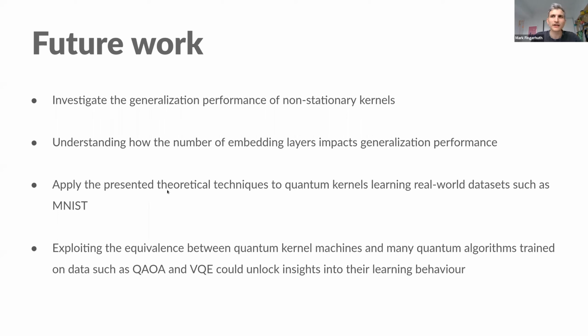And then going away from these artificial Fourier data sets and applying this toolbox to actual real-world data sets, such as MNIST, given different types of quantum kernels. And then also looking at some of these equivalences between quantum kernel machines and quantum algorithms that are trained on data, such as QAOA and VQE, and whether we can use some of these insights from the quantum kernel world to reason theoretically and analytically about algorithms like QAOA and VQE, which would, I guess, help us open that black box as well and understand how their learning behavior changes.